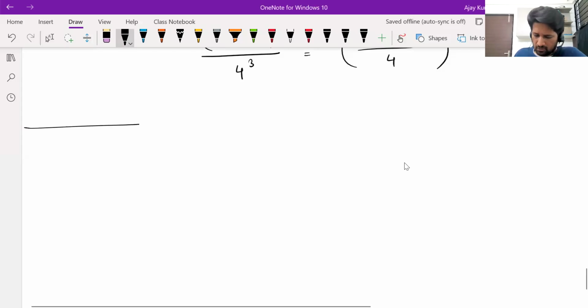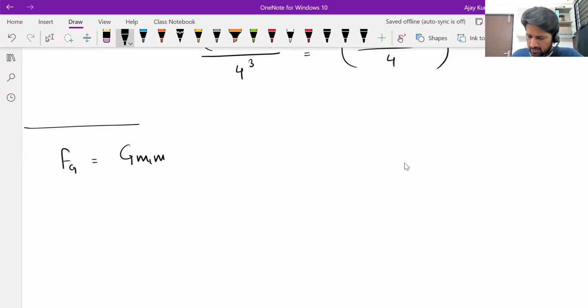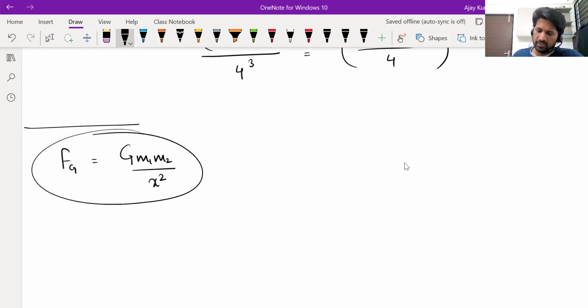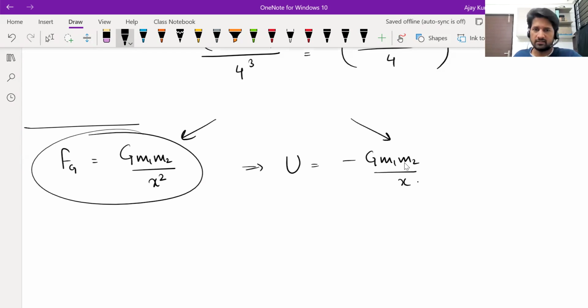According to Newton's law of gravitation, the gravitational force between two point masses is G m1 m2 divided by the square of the distance between them. Based on this, we derived a formula for work done by gravitational force, and from that we got potential energy as minus G m1 m2 by x. So if this is the force, then this is the potential energy.